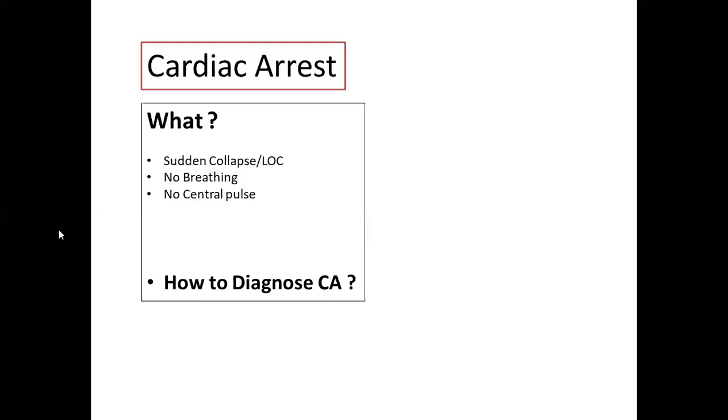So you basically diagnose cardiac arrest with a patient who is coming with sudden collapse and sudden LOC with no breathing, no central pulse, right? Cardiac arrest doesn't always mean total cessation of cardiac activity. There might be some cardiac activity mechanically or electrically, but not sufficient to perfuse the heart itself and the brain. So that is cardiac arrest. So how do you diagnose cardiac arrest?